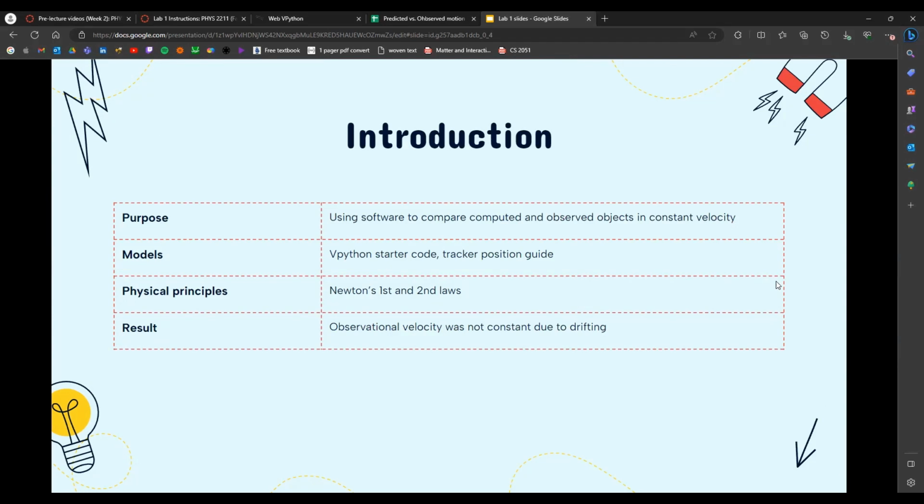For my models, I utilized the Python starter code, as well as the website and the Tracker software. The most important physical principles used in this lab were Newton's first and second laws, also in the form of the momentum principle. And as a quick result, my observational velocity was indeed not constant. The biggest factor was drifting.